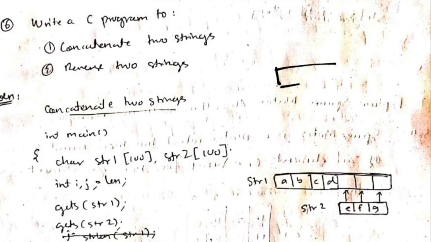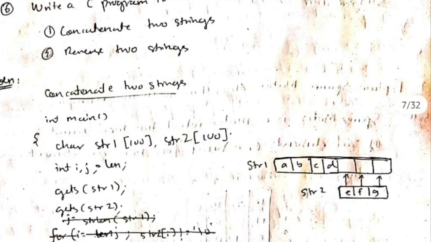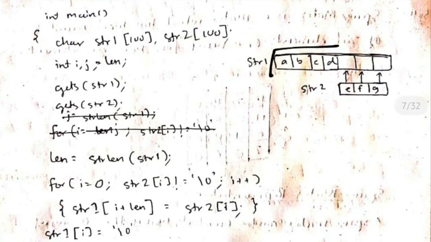Concatenation means we are joining two arrays, and what we will do is we will travel till the end of the first array, then we will copy the second array after this first array gets over. Okay, that's known as concatenation.